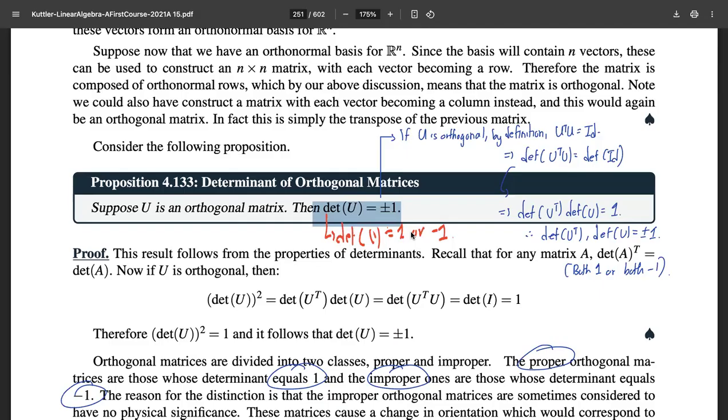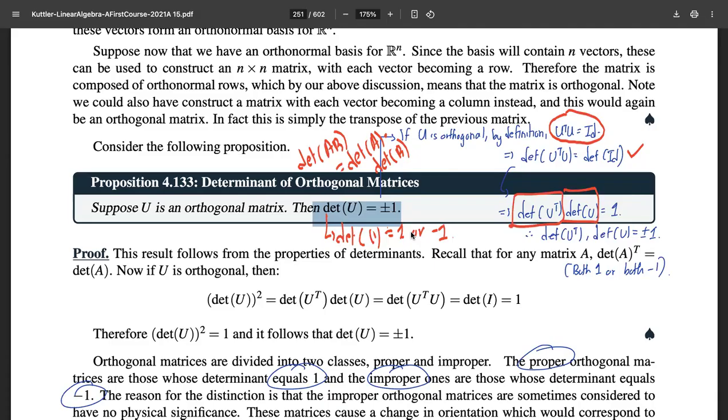Because we know that U transpose U is equal to the identity, I apply the determinant on both sides. Because U transpose U is the identity, the determinant of U transpose U is going to be the determinant of the identity, right? That's what my second statement says. And here I'm applying the theorem that we learned under determinants, that the determinant of AB is equal to the determinant of A times the determinant of B. And we know that the determinant of the identity matrix is 1. So we have the determinant of U transpose times the determinant of U is equal to 1.